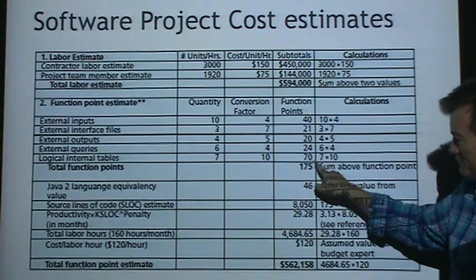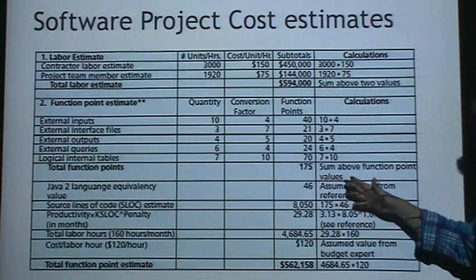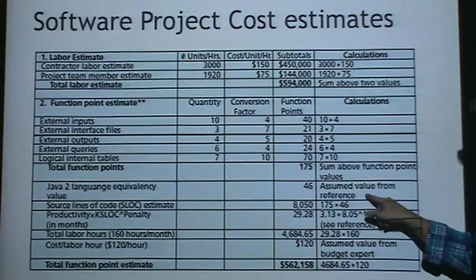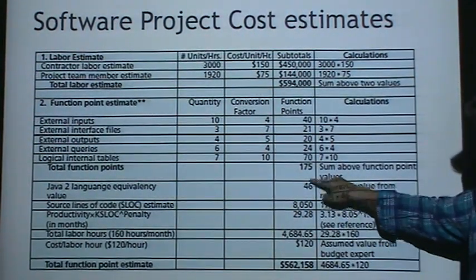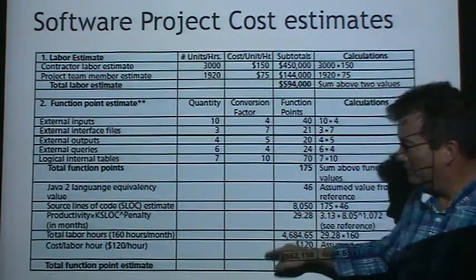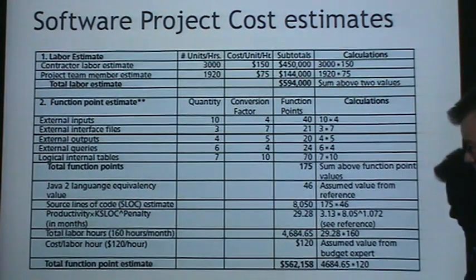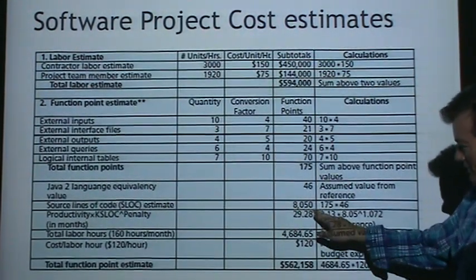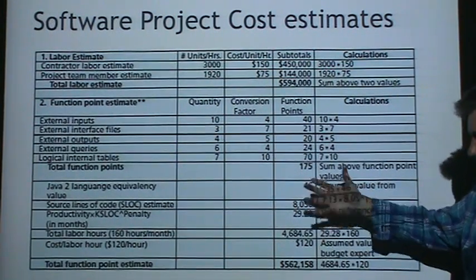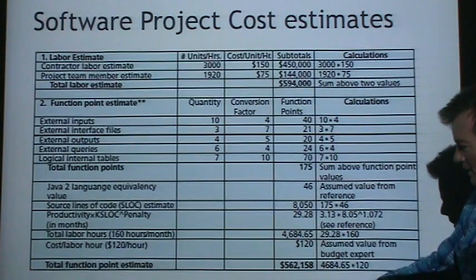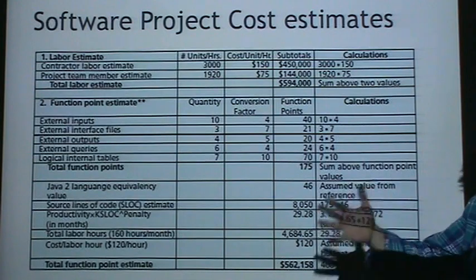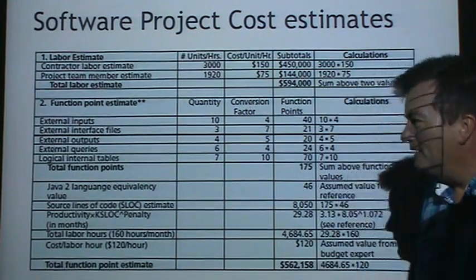Let's say your product has 175 function points, and then there are estimates, like for Java 2 language equivalency values, it's 46 times, so 46 times 175 function points would let you approximate how many source lines of code you'd have to write. It would be about 8,000 source lines of code. And there's a computation based on doing that project in Java, the amount of labor you would need. It would cost approximately $562,000 based on the product you're trying to make.